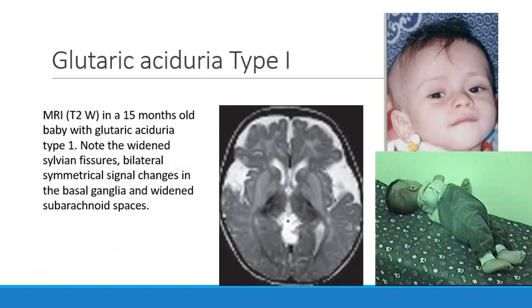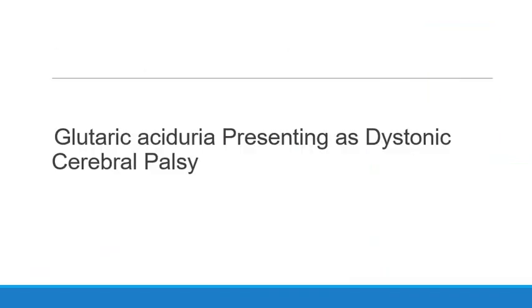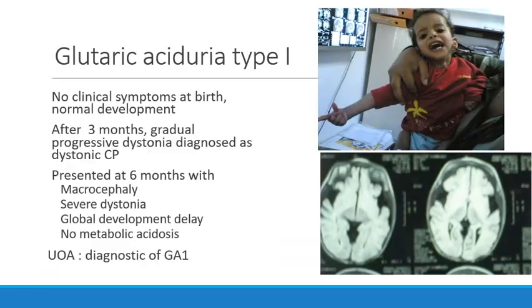Okay. Another glutaric aciduria, another presentation. So we saw glutaric aciduria presenting as encephalopathy or an encephalitis-like picture. Another patient can present with dystonia. This patient presented to us in the Neurometabolic Clinic at the age of 6 months. She did not have any clinical symptom at birth. She had normal development until the age of 3 months. At the age of 3 months, she started to manifest gradual and progressive dystonia without an overt encephalopathy, without metabolic acidosis, with nothing.